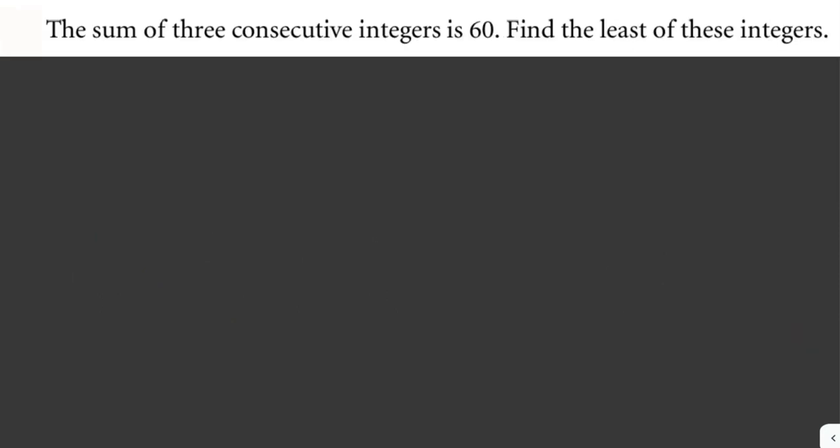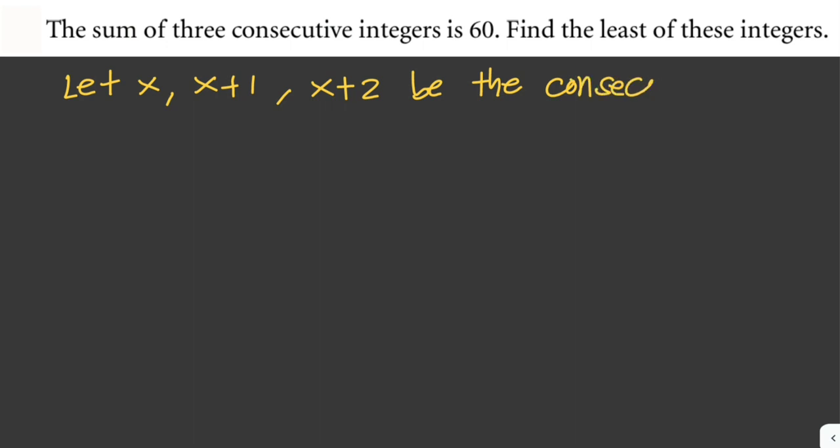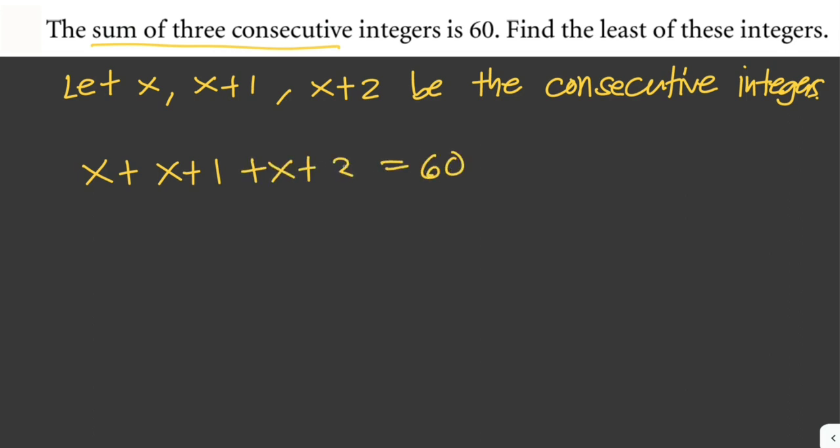The sum of 3 consecutive integers is 60. Find the least of these integers. So we can let x, x plus 1, and x plus 2 be the consecutive integers. Then we can add them up and equate to 60, because it says here the sum. So that would be x plus x plus 1 plus x plus 2 equals 60.